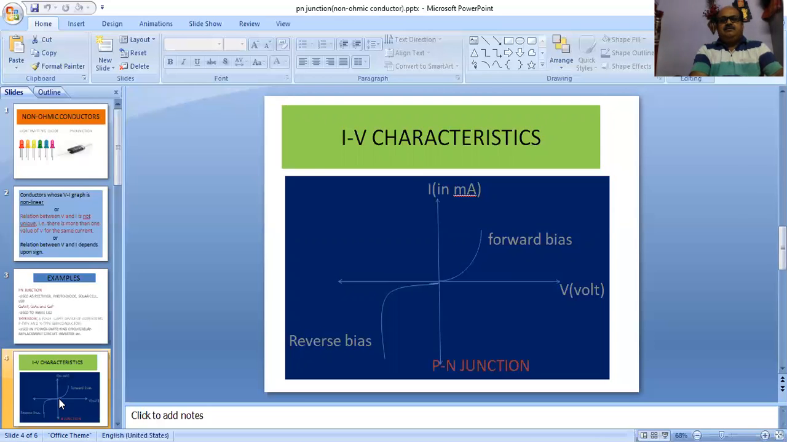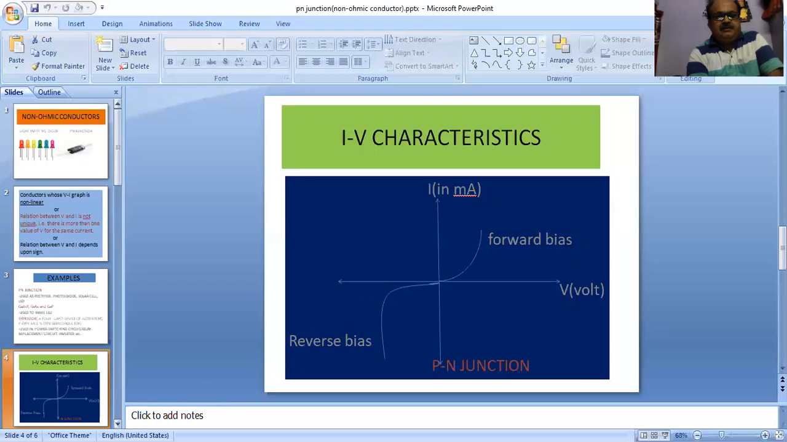And when we connect a current measuring device and a voltage measuring device in both types of connections, then in forward bias, we obtain this type of graph, which is nonlinear. In reverse bias also, we obtain this type of graph. This is nonlinear. And due to the nonlinear nature of the IV graph, PN junction is called a non-ohmic conductor.